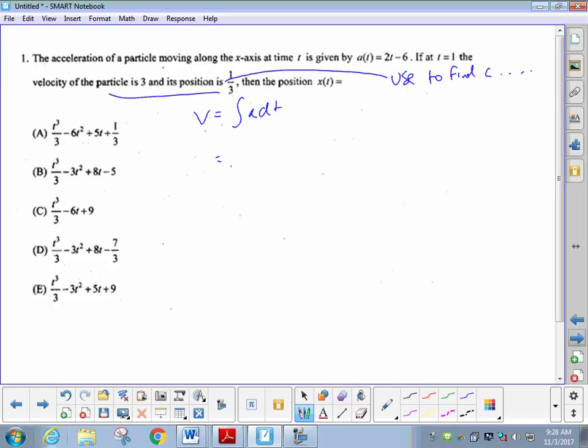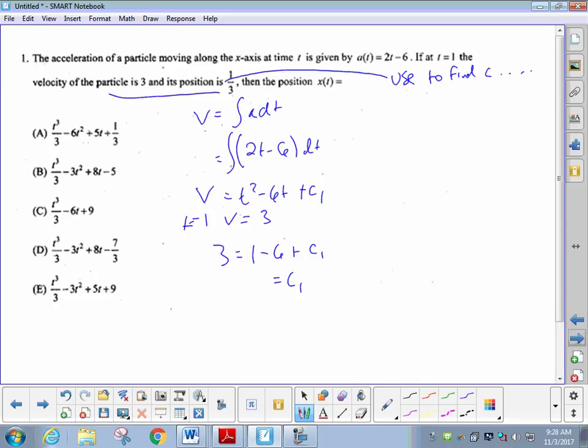So if I integrate 2t minus 6, then I get t squared minus 6t plus a first constant. To find that c1, I need a v and a t. They tell me that at time equal 1, velocity is 3. So if I plug that in, I get that constant must be 8. Yes? Okay. So the velocity is t squared minus 6t plus 8.